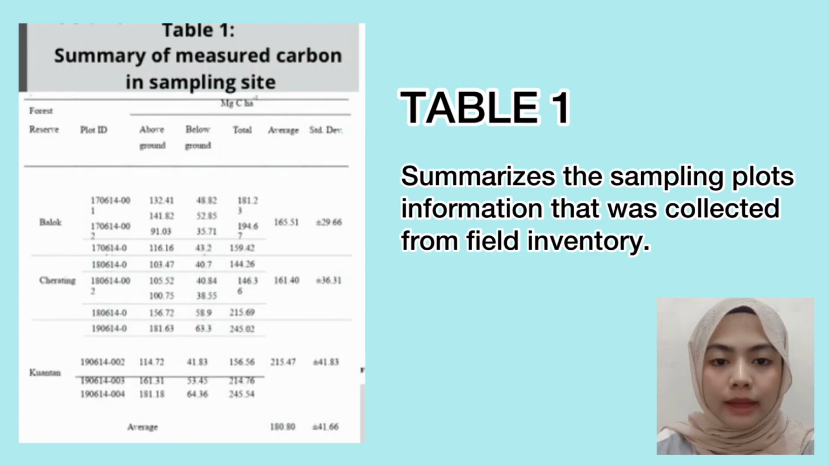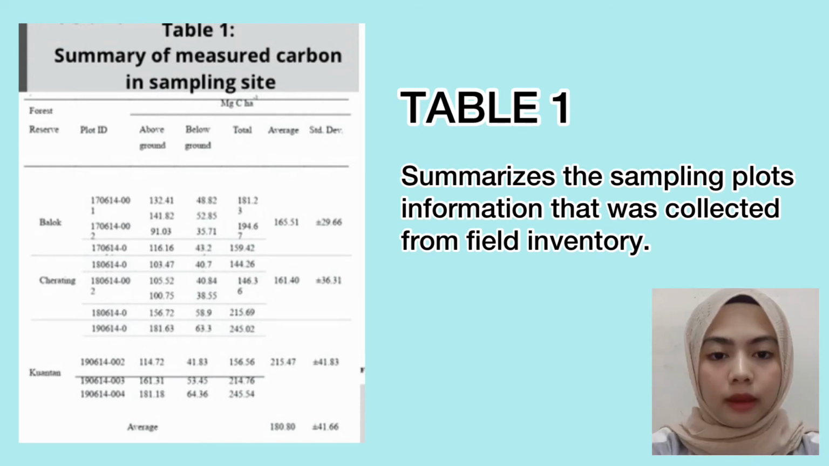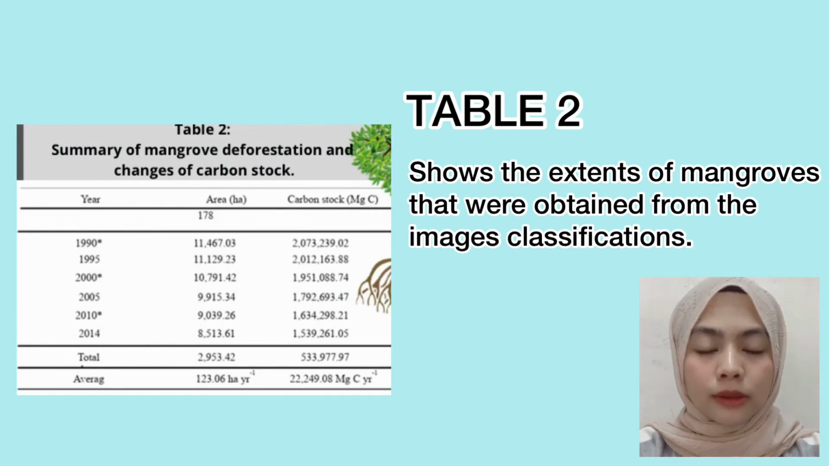For Table 1, it summarized the sampling plot information that was collected from field inventory. The average value was used as a single factor that was multiplied by the mangroves acreage. Table 2 shows the extent of mangroves that were obtained from image classifications.